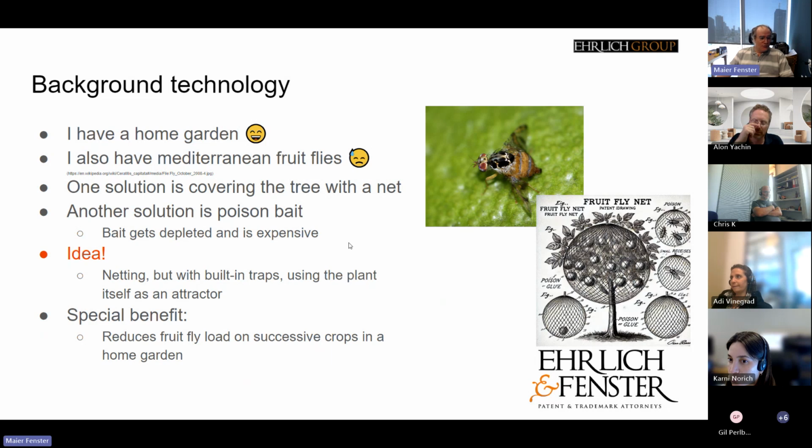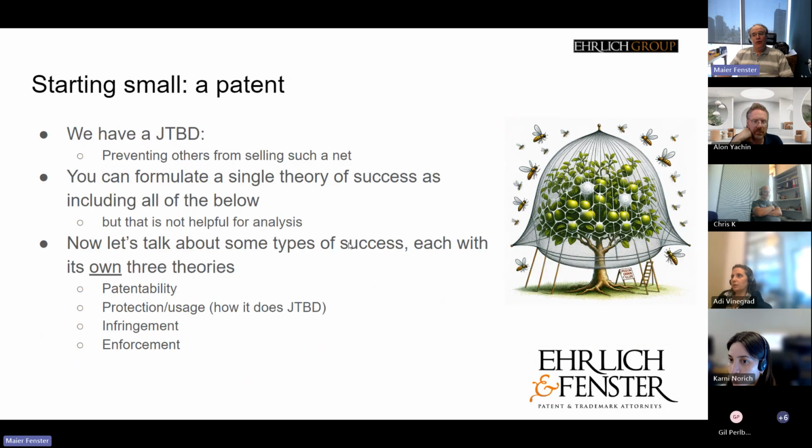We're going to start from the ground up, and we're going to talk about the strategy of a patent. Not the strategy of the company as a whole, but the strategy of the patent. So I'm going to write a patent, and this patent has a job to be done. I decided that what this patent is supposed to do is prevent other people from selling the net.